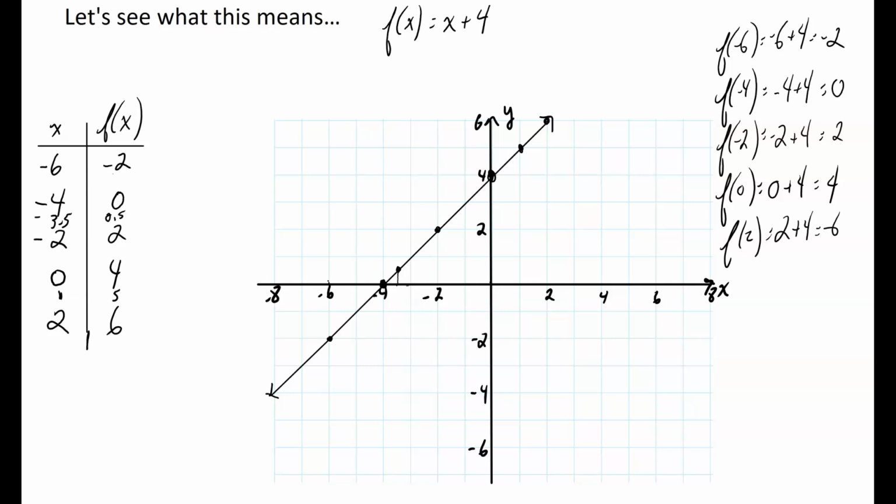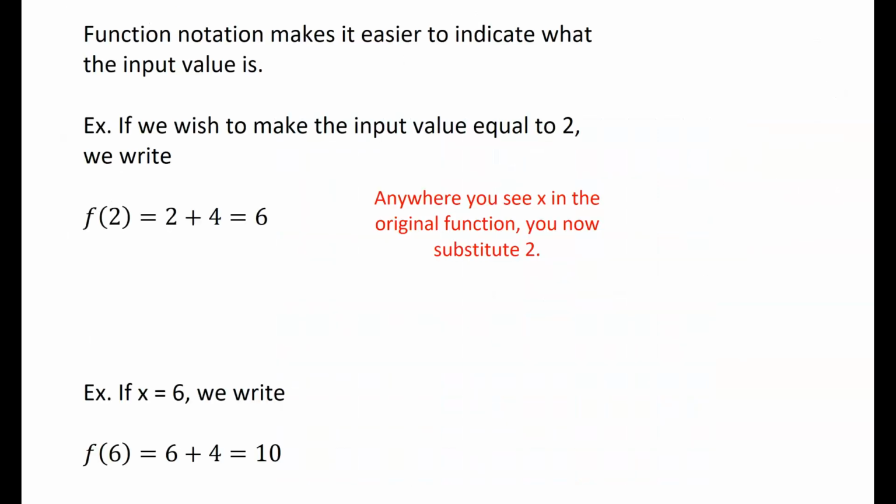And function notation is really just subbing what we used to call the y value for f of x, or function of x. So function notation really does make it easier to indicate what the input value is, because it sits right here in the bracket beside the f. And sometimes it's not just a numerical value, but it could be some other expression in terms of x, or even a different variable that we want to sub in.